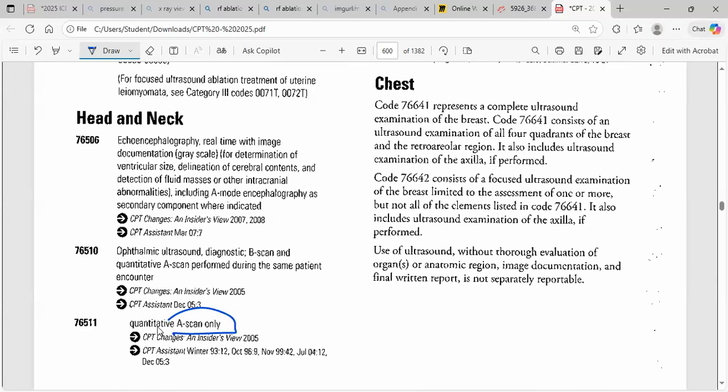Basically, these are used for ophthalmic ultrasounds. So let me mention it here: amplitude. It is one dimension, okay? One dimension.